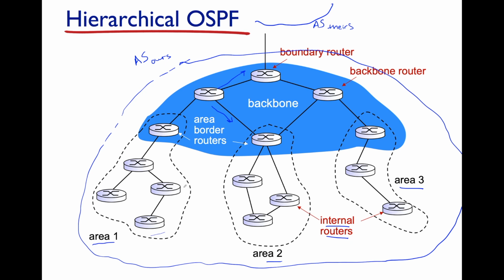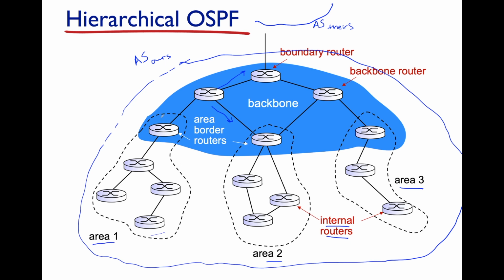So we have these backbone routers, and then each area, each subgroup within the autonomous system in this hierarchical OSPF, each area has a special router called an area border router. And that area border router acts like a gateway for the area, right? It's not a gateway for the entire autonomous system. It's just a gateway for that subgroup within the autonomous system.